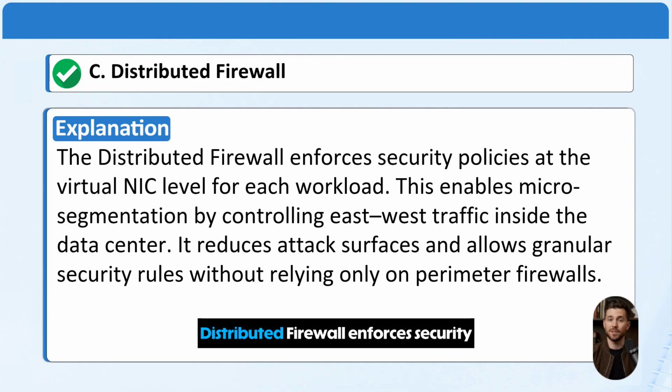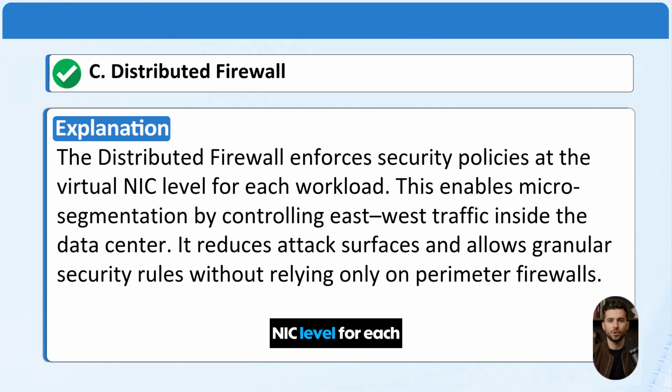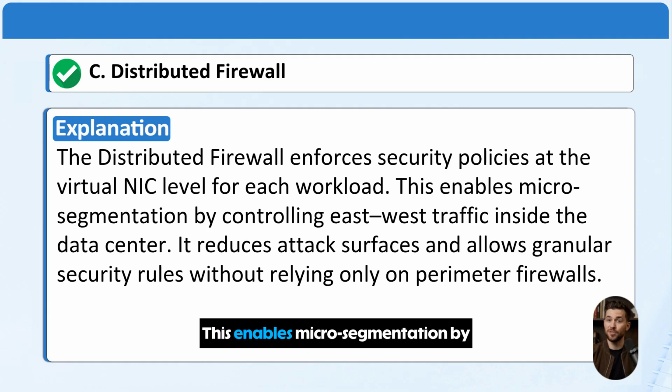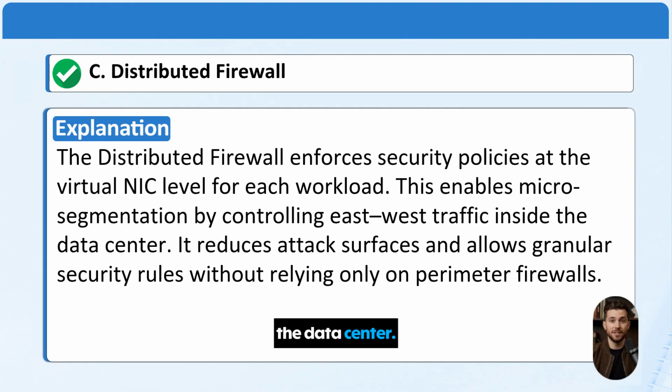Explanation. The distributed firewall enforces security policies at the virtual NIC level for each workload. This enables micro-segmentation by controlling east-west traffic inside the data center. It reduces attack surfaces and allows granular security rules without relying only on perimeter firewalls.